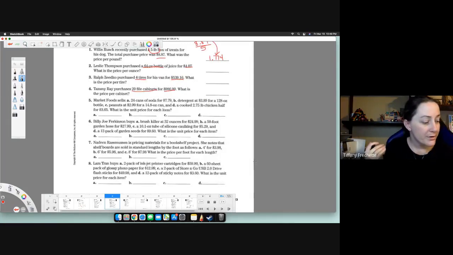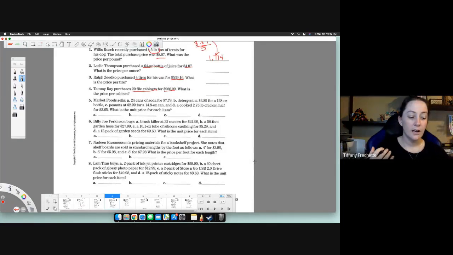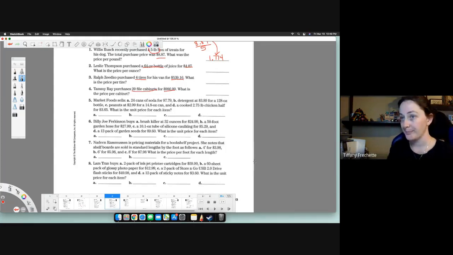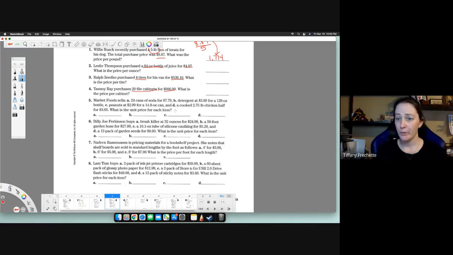For number 5 through 8, we're doing multiple steps for each one here. Market Foods sells 24 cans of soda for $7.79, detergent at $3.89 for 128 ounce bottles, peanuts at $2.99 for a 14.8 ounce can, and a cooked 2.75 pound chicken half for $3.65. What is the unit price for each? So you're doing the exact same thing. They're just asking you to do it for 4 items.